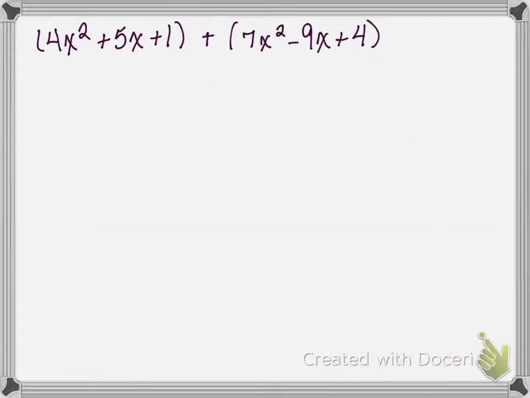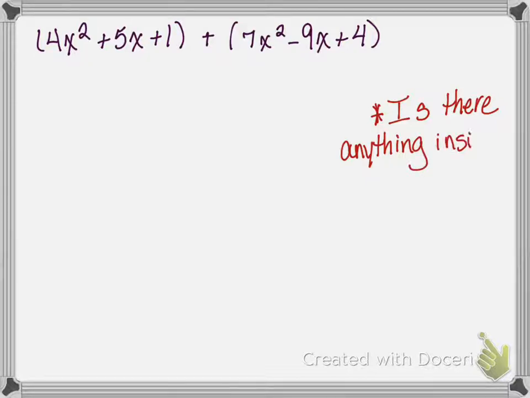Now we are going to start combining monomials. We're going to start adding and subtracting them. Okay, so here we go. We have a trinomial, and we are adding that to another trinomial. You ask yourself two questions. The first thing you ask yourself is, is there anything inside the parentheses that can be combined?